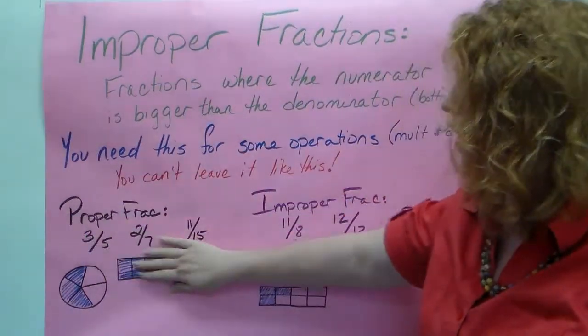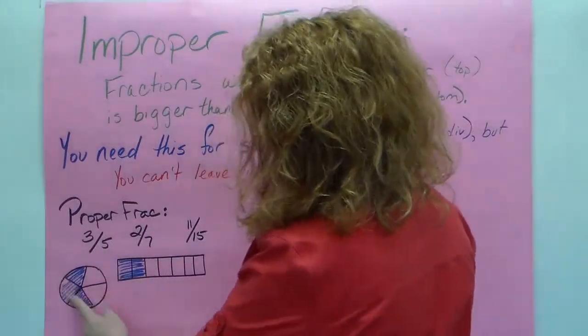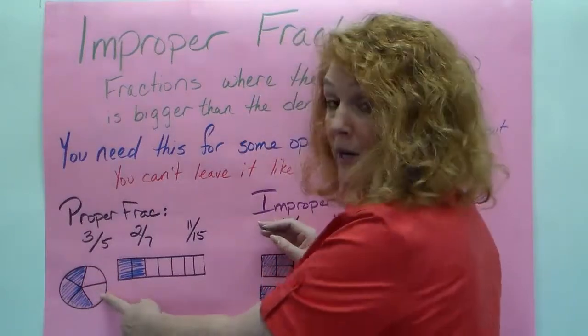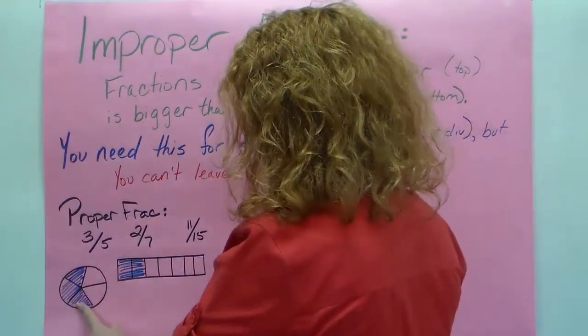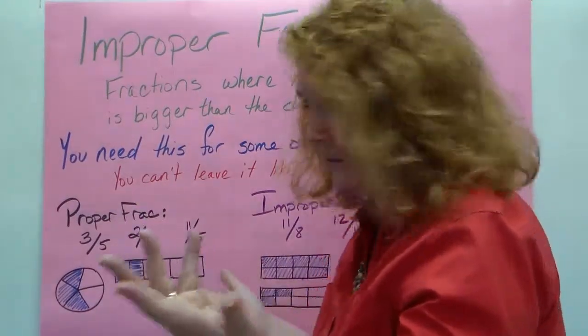And here I've got some proper fractions. This is what fractions are supposed to look like. So here I've got an example of 3/5, something I've broken into 5 parts, and I'm only talking about 3 of them. Here's 2/7, there's 11/15. There's a lot of fractions out there, okay?